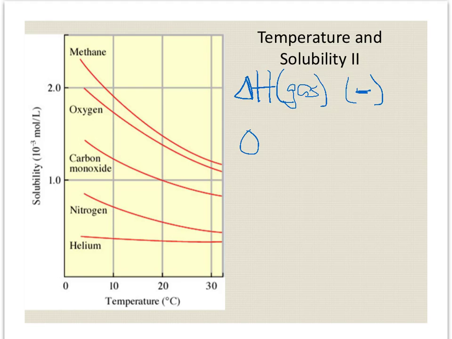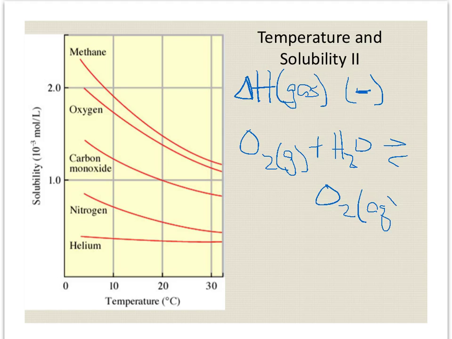So, for example, take oxygen gas, introduce some water, you get the equilibrium, so you form O2 aqueous. Notice I didn't break any bonds because oxygen is a molecular compound. No covalent bonds are broken in the process. And since this is exothermic, I would put heat as a product. So I increase temperature, I add heat. That causes the reaction to shift back to the left, forming more free oxygen. Not dissolved oxygen, but free oxygen in the gas phase.